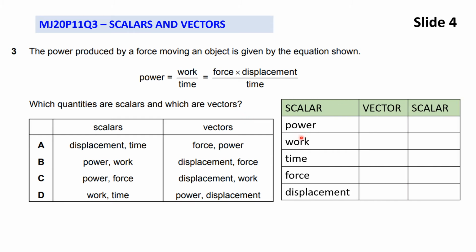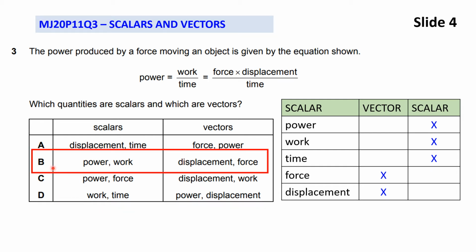To organize my thoughts, I'm using this table to sort all physical quantities as vector or scalar. Power, work, and time, from my list presented on slide 3, are scalar quantities. Force and displacement are vector quantities. Looking at options A through D, the best answer for this question is option B.